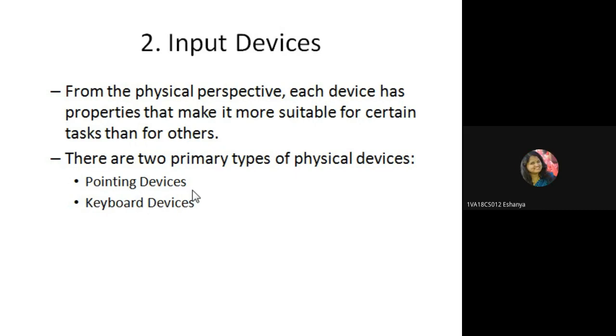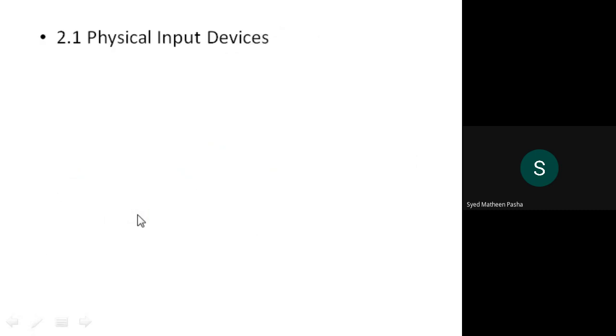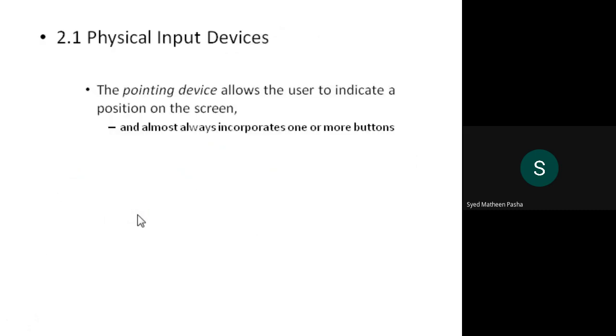Keyboard device. You know how to interact with a keyboard. A keyboard is an example of a keyboard device. So in input devices, basically there are two types. One is pointing device and the other is keyboard device. So we'll check out how these physical input devices work, that is, pointing as well as keyboard devices.